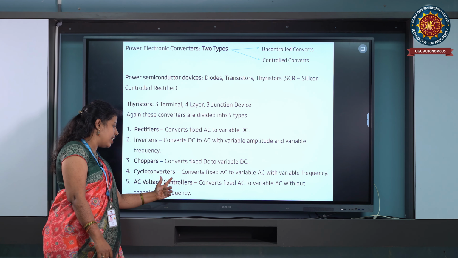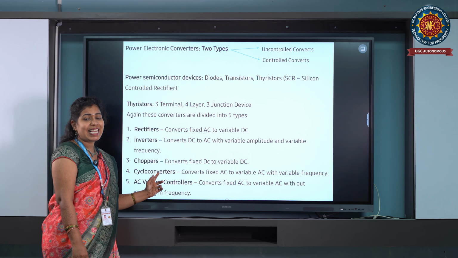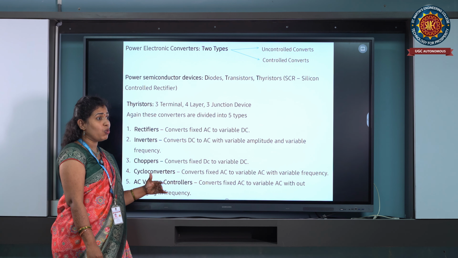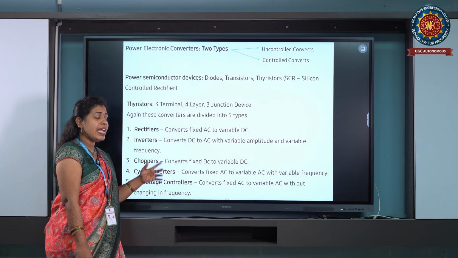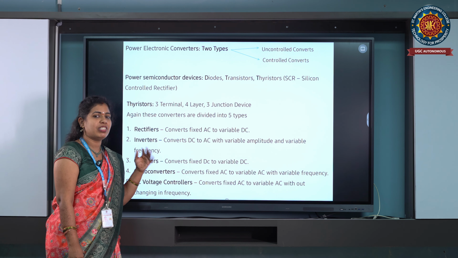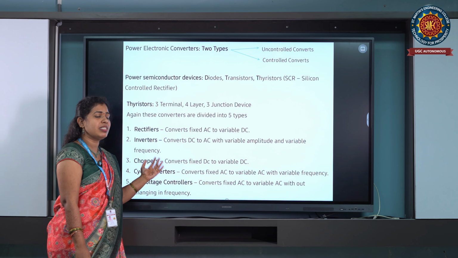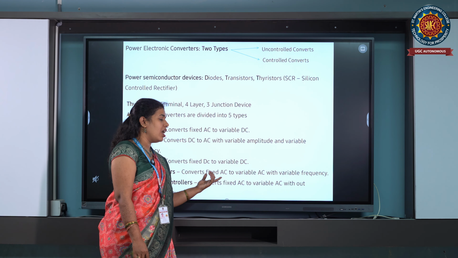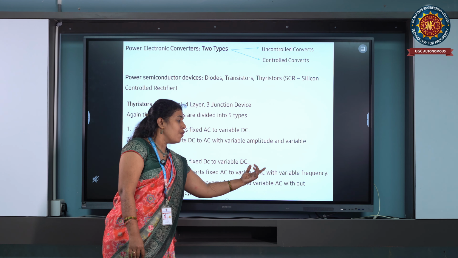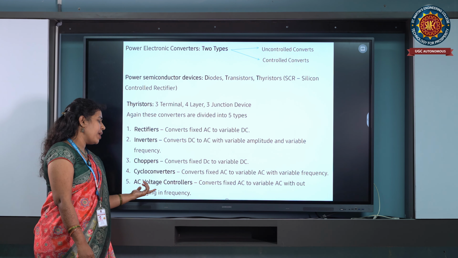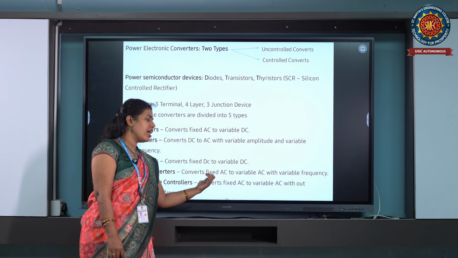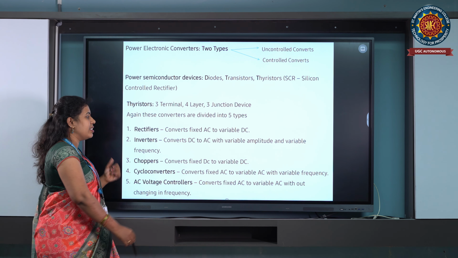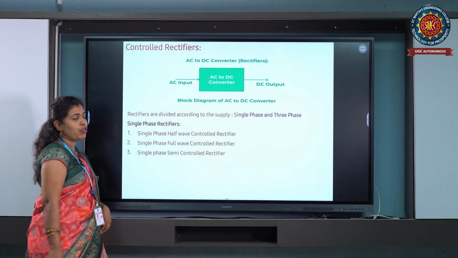Cycloconverters and AC voltage controllers are both called AC to AC converters. Why do we use two different types of converters? In one converter we keep the frequency constant, and in the other we change the frequency. By using cycloconverters, we convert fixed AC to variable AC with variable frequency, and by using AC voltage controllers, we convert fixed AC to variable AC without change in frequency. These are the 5 types of controlled converters.